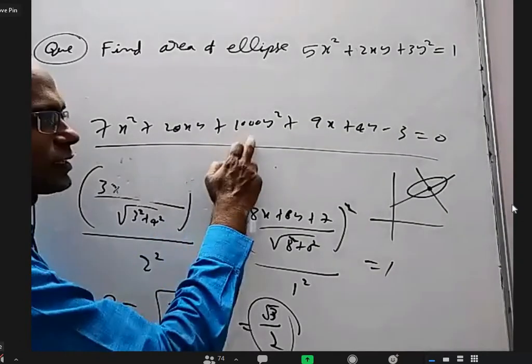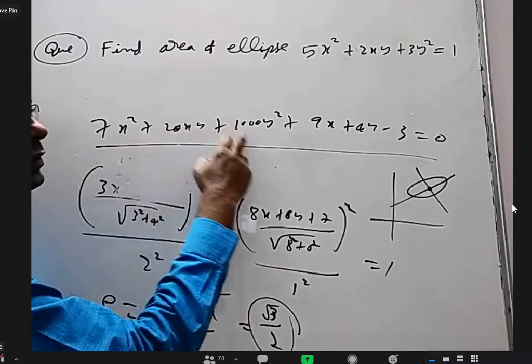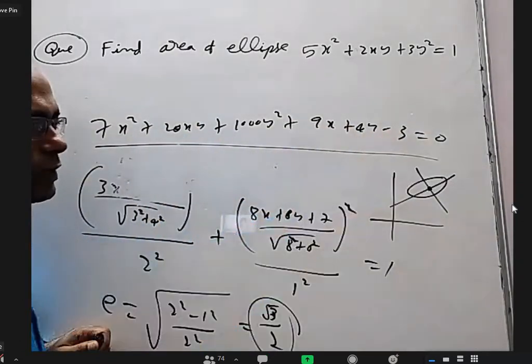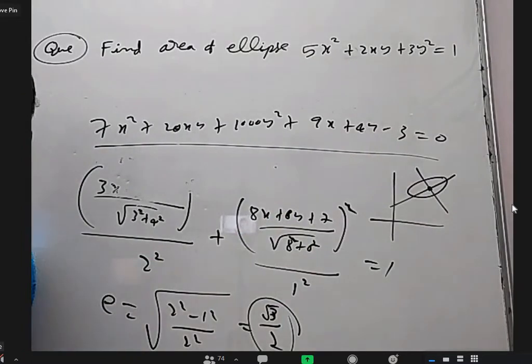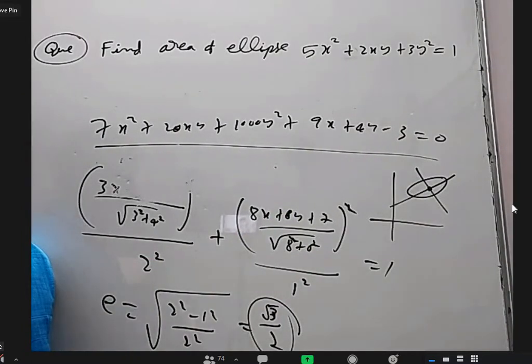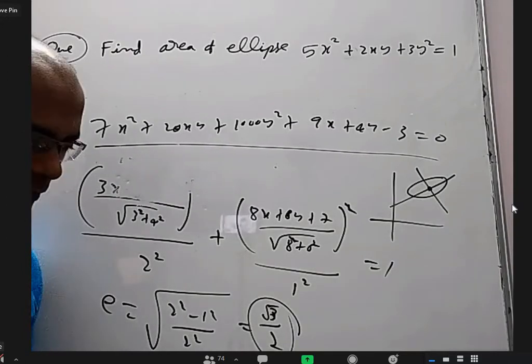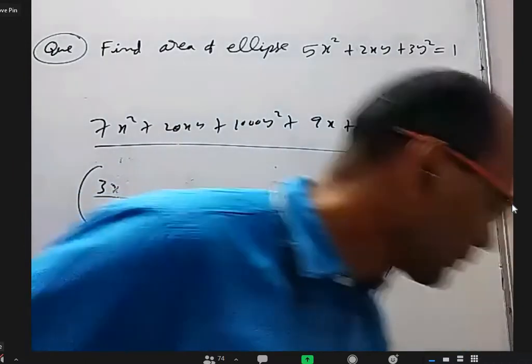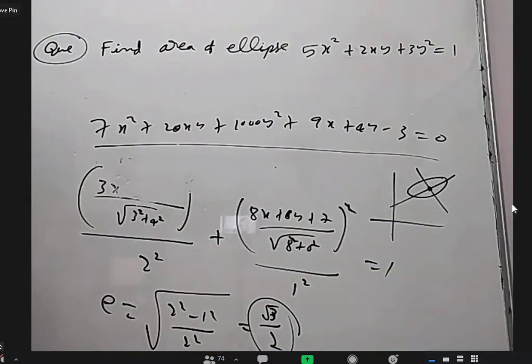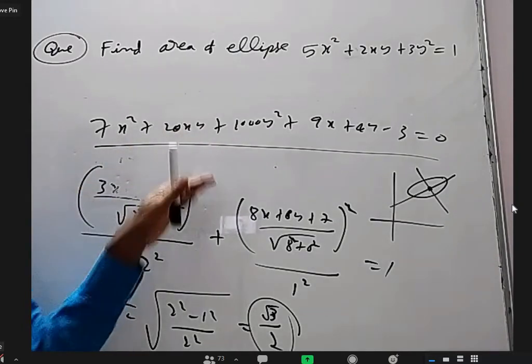The center of this ellipse, if it is ax square plus 2hxy plus by square plus 2gx plus 2fy plus c equal to 0, is (hf minus bg) by (ab minus h square), (hg minus af) by (ab minus h square). Anybody want to tell me why? Sir, represent the pair of straight lines with major axis and minor axis. No. This is not a pair of straight lines. This is an ellipse equation only.